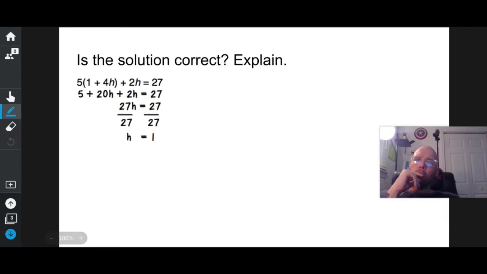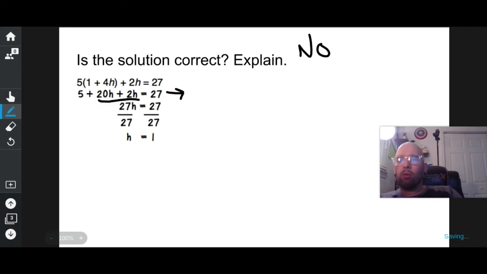Is the solution correct? Explain. All right, so we have a similar problem that we had before. I have 5 times 1, which is 5. I have 5 times 4h, which is 20h, plus 2h, that's still good, equals 27. They went from 5 plus 20h plus 2h to 27h. That's where they went wrong. So no, it's not. And the reason why is because they combined all the terms on the left here when they only should have combined these two terms. So it should be 5 plus 22h equals 27.